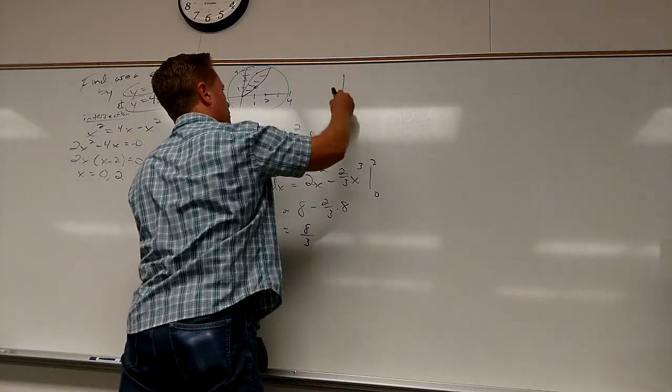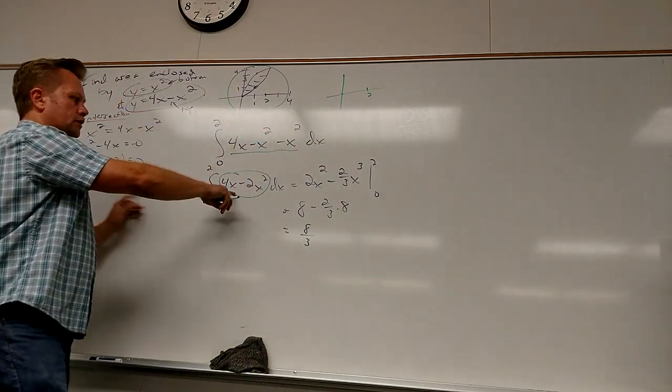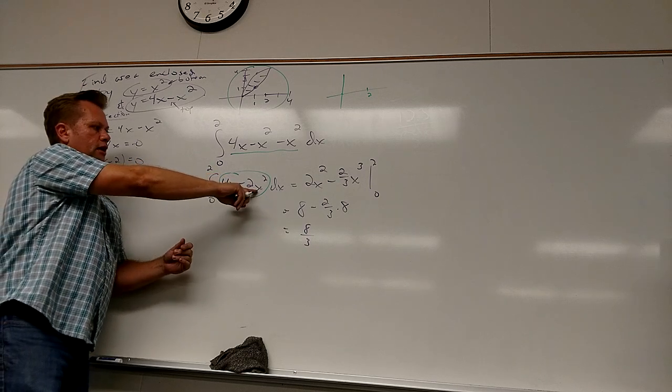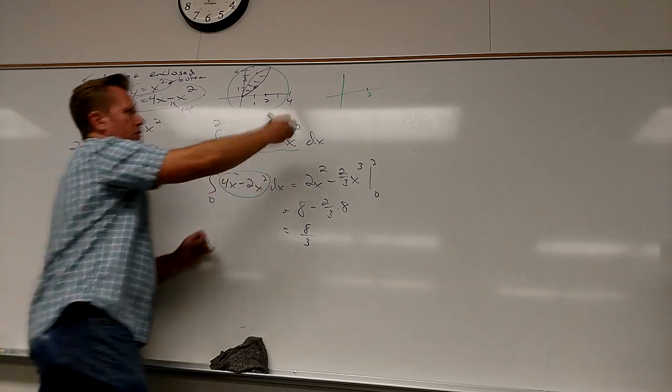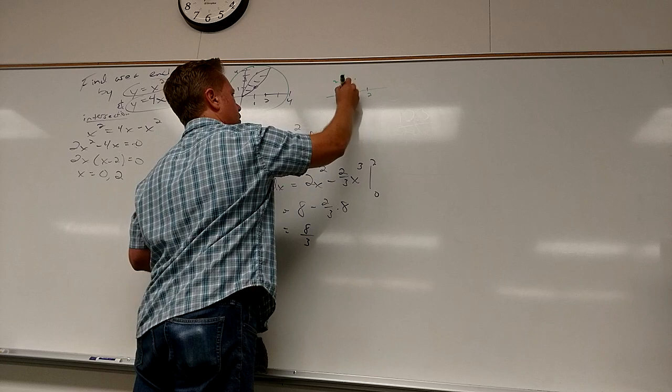If I graph this, what does it look like from 0 to 2? Well, that's where its x-intercepts are, right? And then it's a down parabola, so at 1, it's 4 minus 2, it's 2. So this is what this thing looks like.